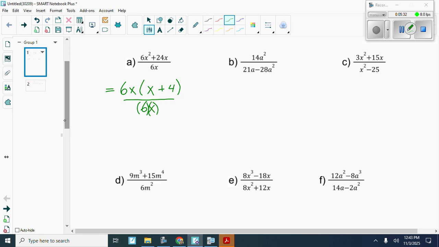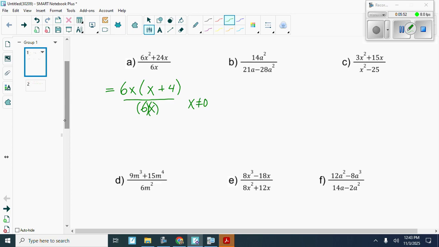Do we have any problem with the 6? Are there any issues with the 6 on the bottom? No, there's no issues, so we don't have to do anything with the 6. The x is the problem, though. What can x not be? Yeah, x cannot be 0. Okay.